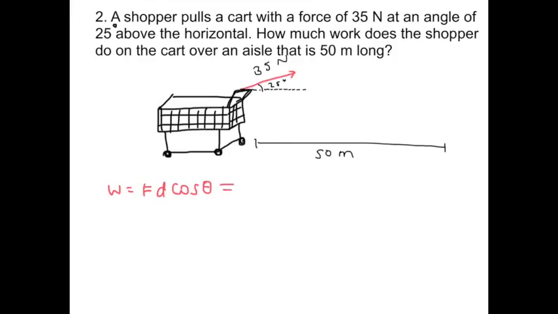So now let's plug in the numbers we have. We know the force, that's 35 newtons. We know that the displacement is 50 meters. And we know that the angle is 25 degrees. Now we can plug this all in and solve to get that the work acting on the cart is 1,586 joules.